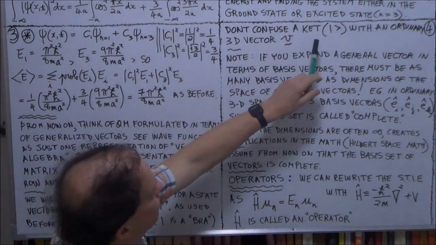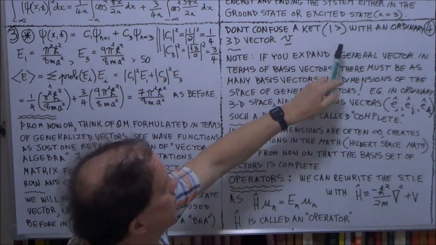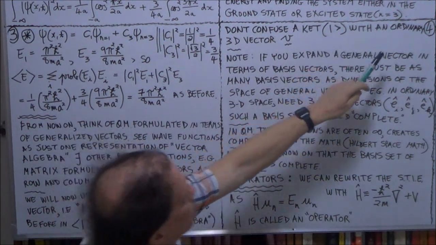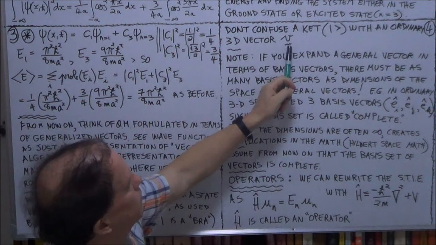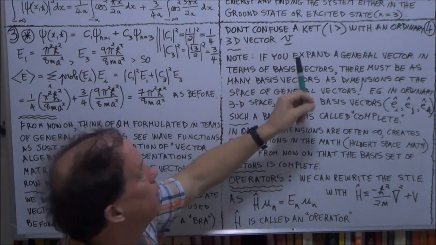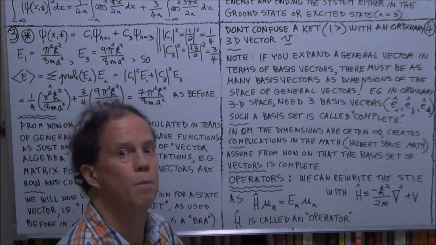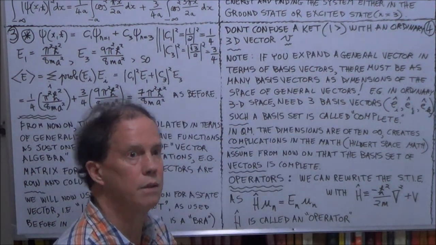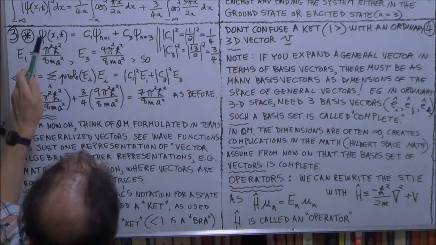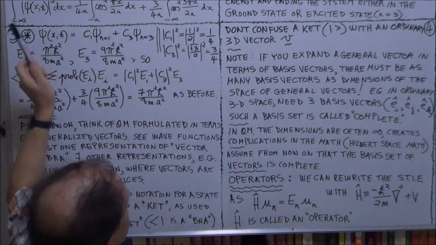Now, don't confuse a ket, a state, with just an ordinary three-dimensional vector. Right? It's much more abstract than that, and just think of a ket as a quantum state. Right? For example, a psi function.